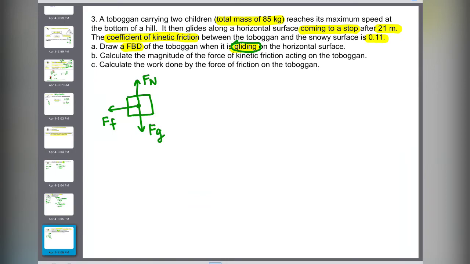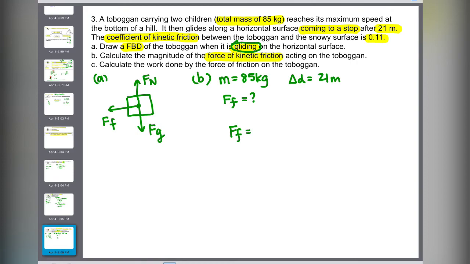Calculate the magnitude of the force of kinetic friction. So they want you to find what is the force of friction. Okay, so this is part A. Okay, part B, I haven't listed everything. I know m is 85 kilograms. And they gave me displacement is 21 meters. And I would like you to calculate what is kinetic friction. So FF. Ooh, do we remember how to do this? All right, what's the equation for kinetic friction?